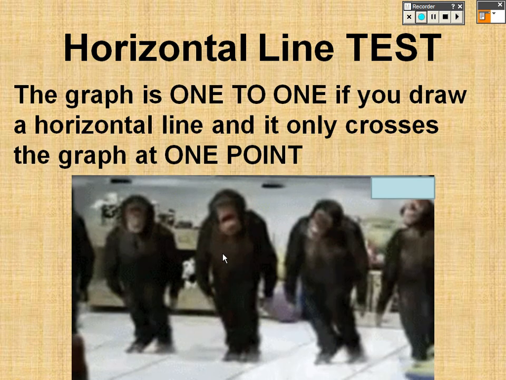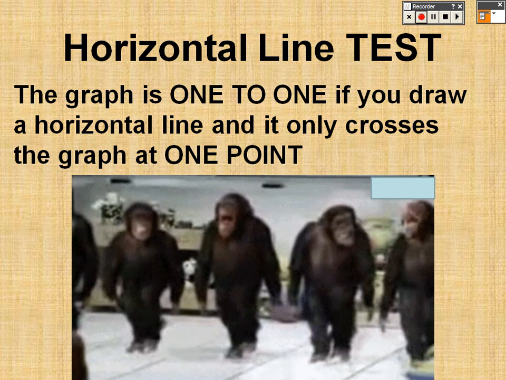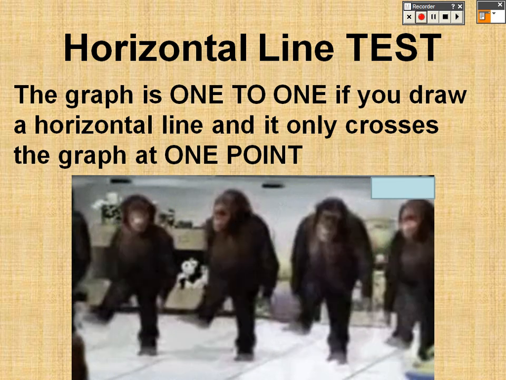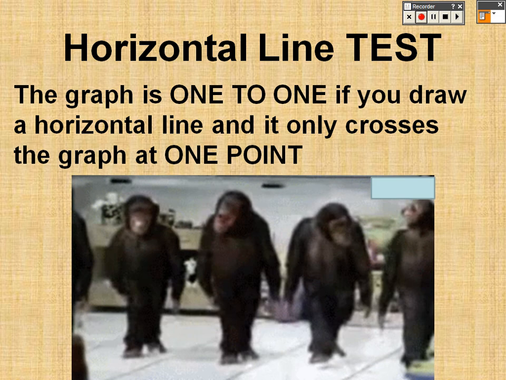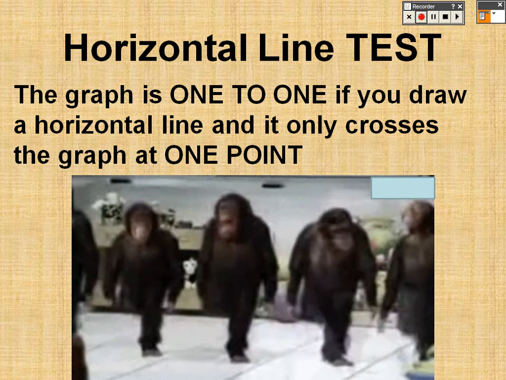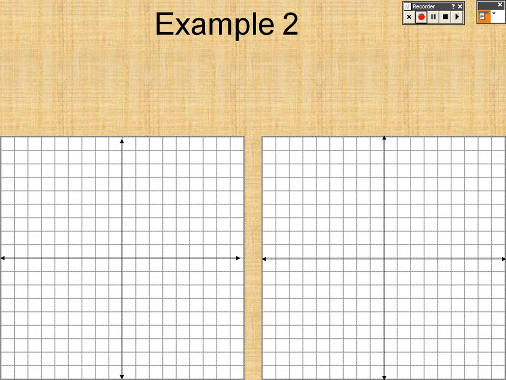You could also do the horizontal line test. The graph is one-to-one if you draw a horizontal line and it crosses the graph at only one point. So if a horizontal line crosses it at one point, then it's one-to-one.